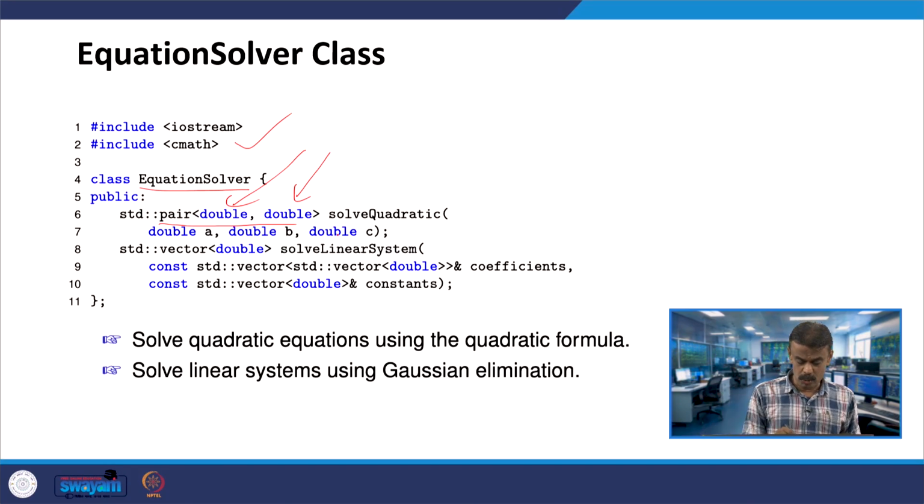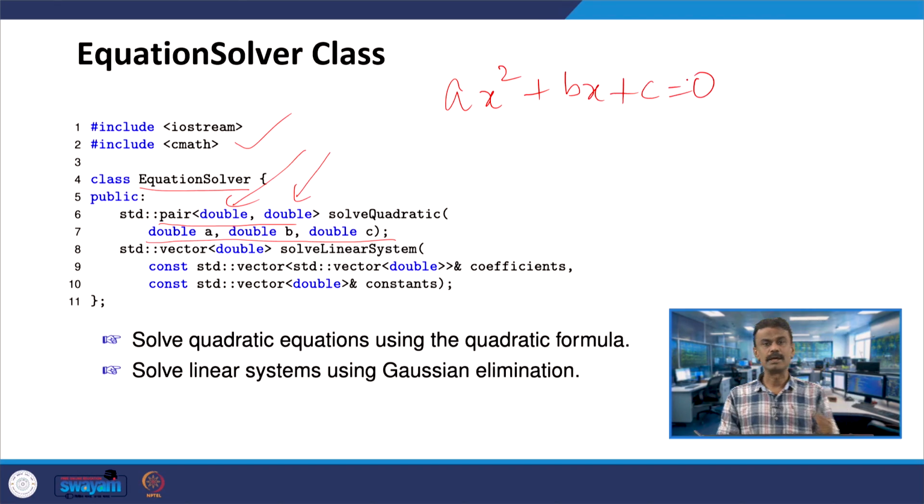Okay. So, solveQuadratic, we are passing a, b, c. That means you have the arguments a, b, c, so you pass a, b, c as parameters. That means I am solving ax squared plus bx plus c equal to 0. So, give any a, b, c value, and I should get the output. That is what is called the solveQuadratic member function.